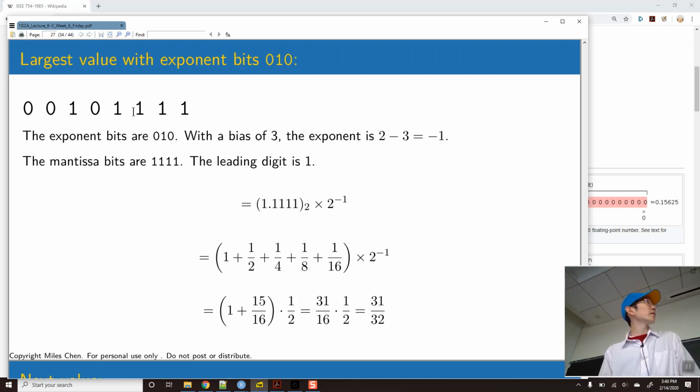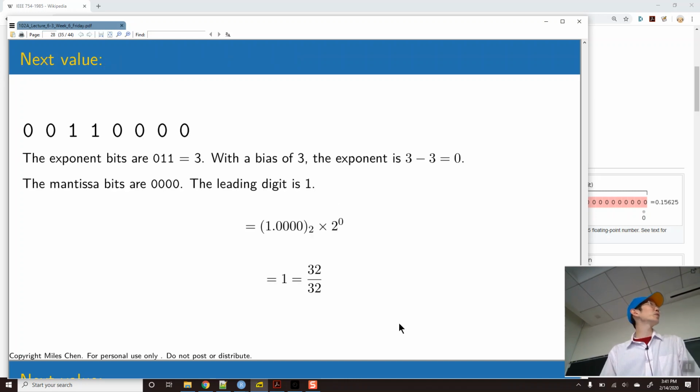Okay, so this is what I have. So I'm at 1, 0, 1, 1, 1, 1, 1, and that's 31/32. Okay, and if I add 1 to this, we would get 0, 0, 0, 1, 1, and then all zeros. And what will that number represent? So what's the next number after this? If I add 1/32 to this, I would get 1, okay? I would get 32/32 or 1.